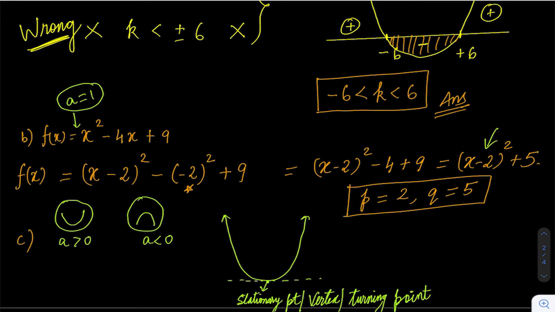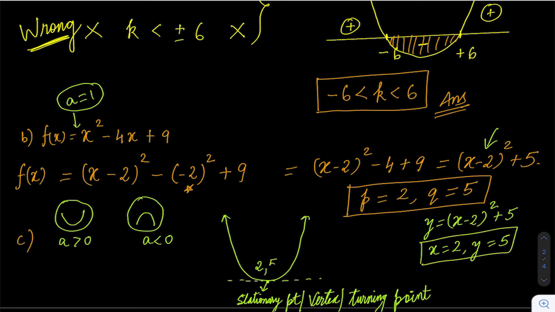This point is x is 2. And what's my y value? So when x is 2, y is nothing but 5. Correct? So y is equal to (x minus 2) whole squared plus 5. So when x is 2, this will be 0. So 0 plus 5 is 5. So (2, 5). So this is my stationary point.